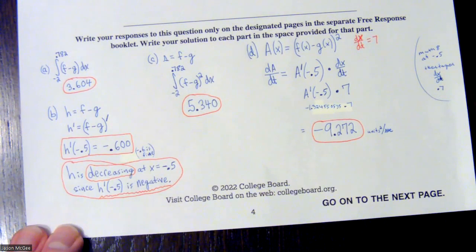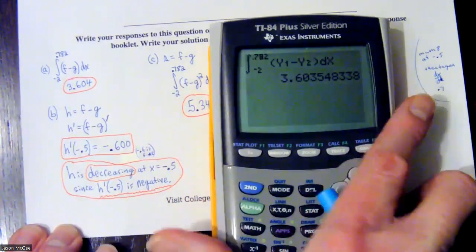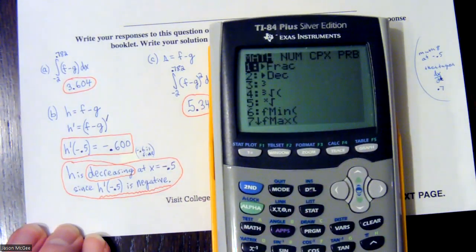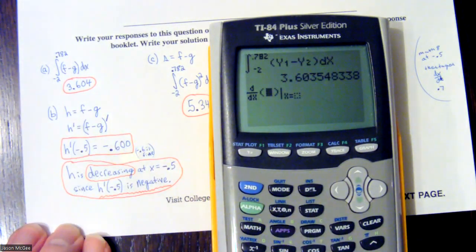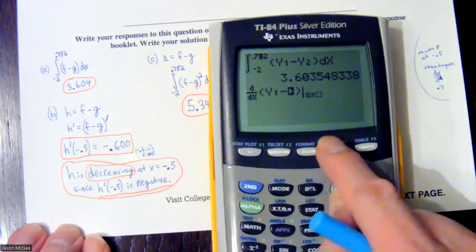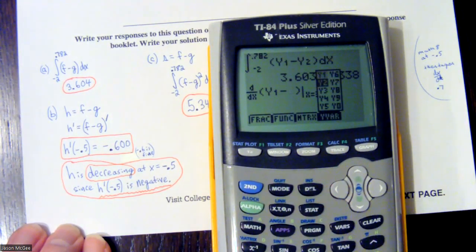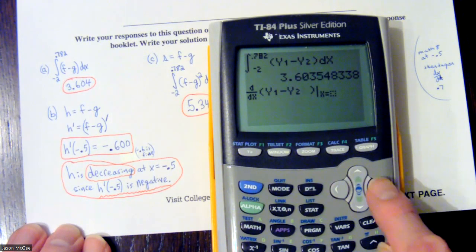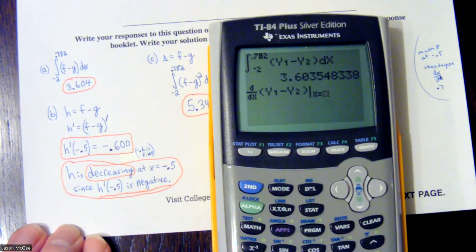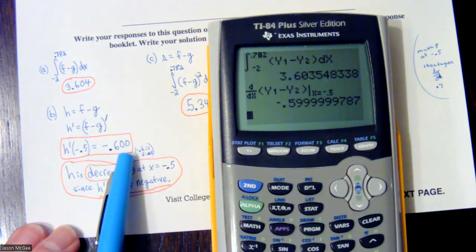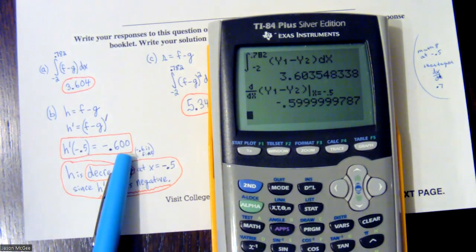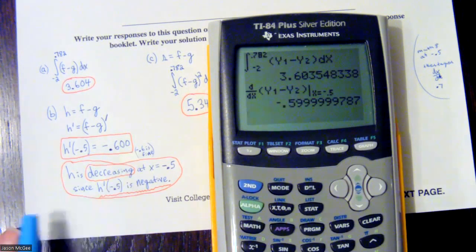And we need to do the derivative. But luckily, this is a calculator problem, so we can do the Math 8 feature. It'll take that derivative for us. That's just F minus G. So again, it's just going to be the Y1 minus the Y2. And this is at that particular value of negative 0.5. And it gives us this negative 0.600. And you can use negative 0.6 on that. That's fine. Check the rubric on there since you saw those zeros.